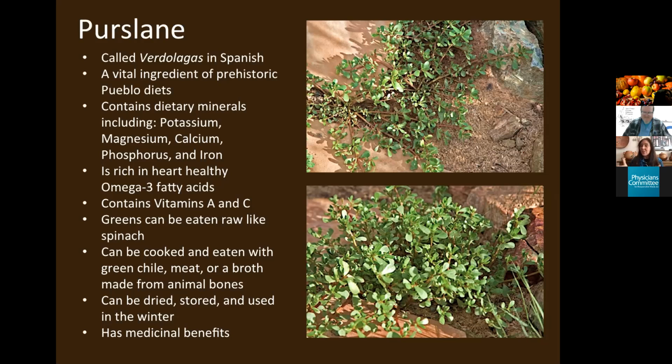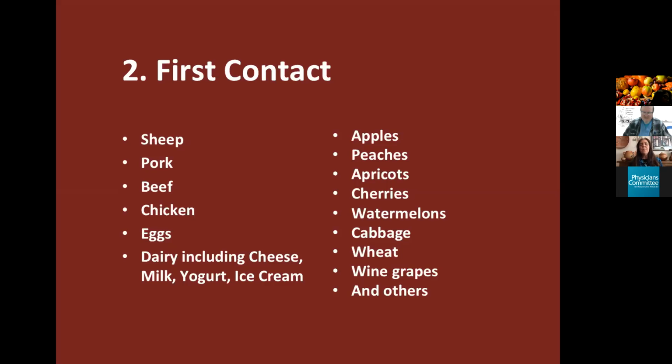It can be eaten fresh and harvested during the summer months, or it can be made into a soup or a broth or dried for winter use. So very, very important. So don't forget the wild plants with those other foods from the pre-contact period.